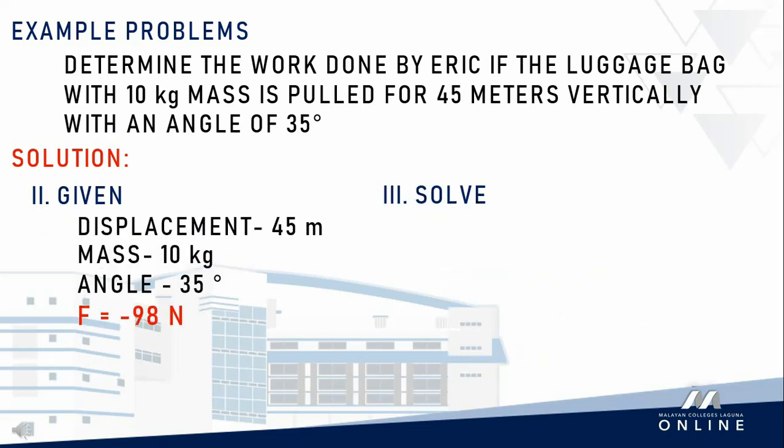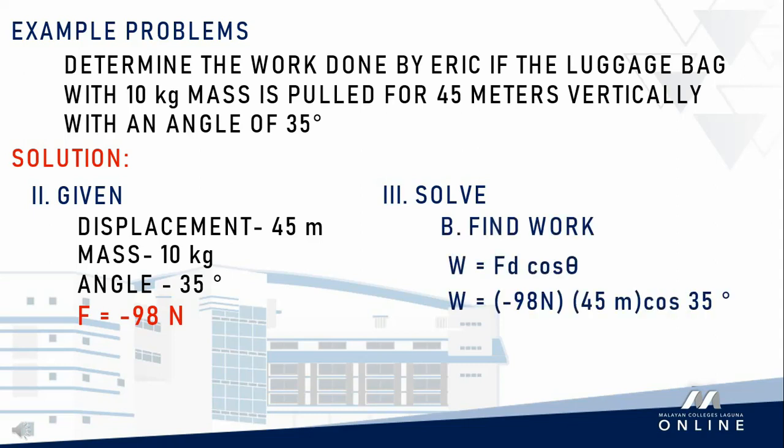Next, we will substitute these values in our formula. Negative 98 newtons times 45 meters times cosine 35 degrees. Performing the indicated operations, we will get negative 3,612.46 newton meters, which is the work done by the Earth on the luggage bag.